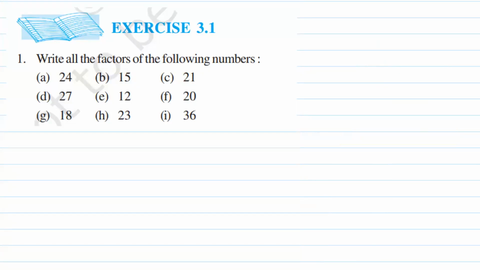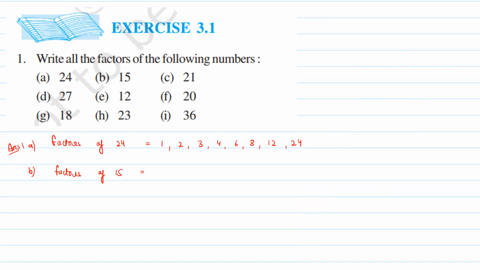It is saying write all the factors of the following numbers. So we know the factors are the numbers from which these numbers are divisible. So if I write answer 1, A part, factors of 24 will be the numbers from which 24 is divisible: 1, 2, 3, 4, 6, 8, then after this 12, and after this 24.